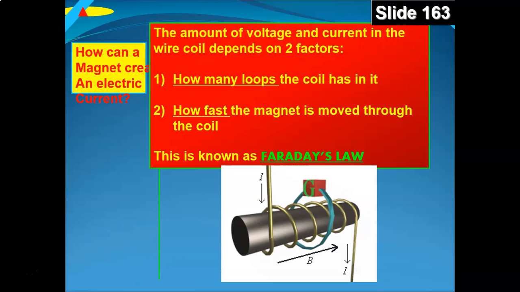So how can a magnet create an electric current? The amount of voltage and current in the wire coil depends on two factors: how many loops the coil has in it and how fast the magnet is moving through it. And this is known as Faraday's law.